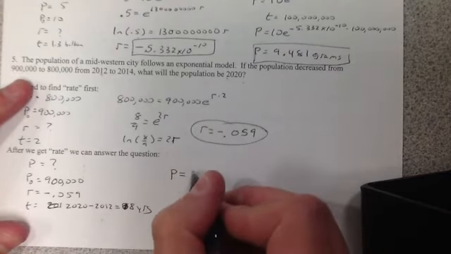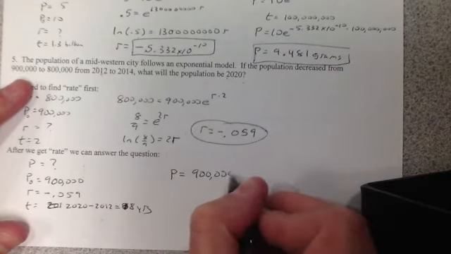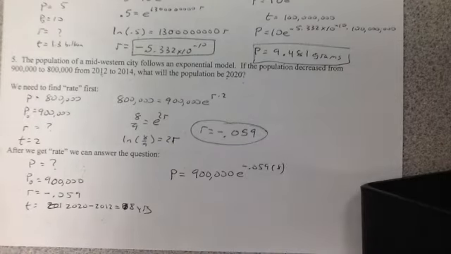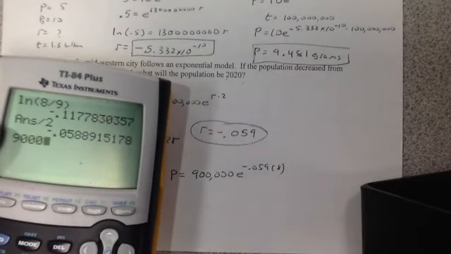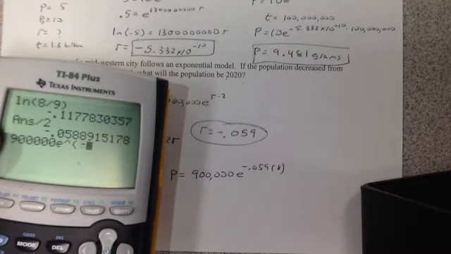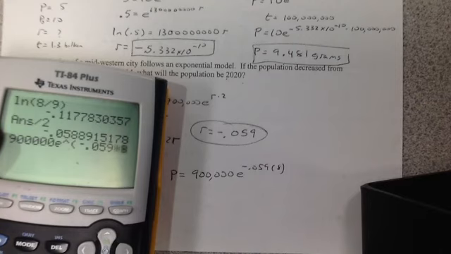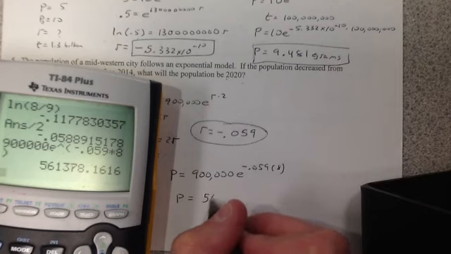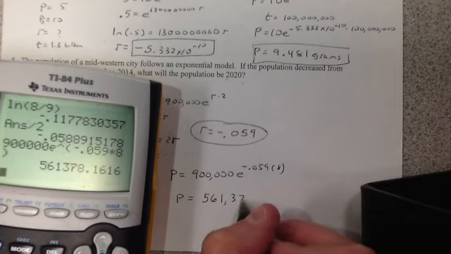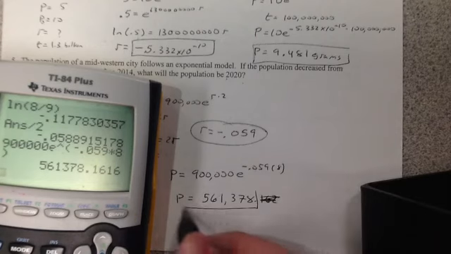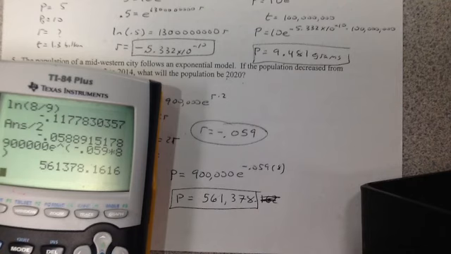Well, type it in. P equals 900,000 e to the negative 0.059 times 8. And I just type that in our calculator. 900,000, e to the negative 0.059 times 8. And I did this. P equals 561,378.162. But it's people. We don't worry about that. It's about 561,000 people.